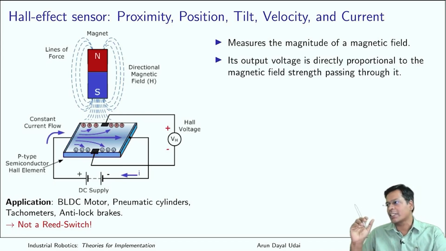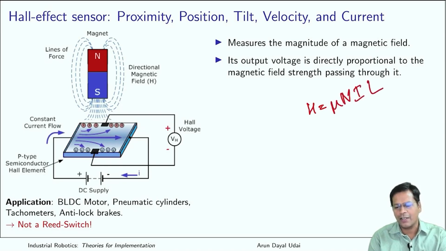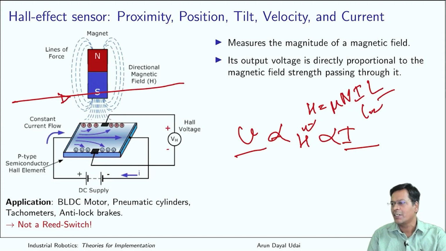Its output voltage is directly proportional to the magnetic field strength passing through it. You also know the magnetic field strength for a solenoid is B = mu 0 N I / L. Everything else is constant, so the field is proportional to current. So if voltage output is proportional to field and field is proportional to current, then output voltage is proportional to current, say if you have a wire at a constant distance that is surrounded with magnetic field all around.